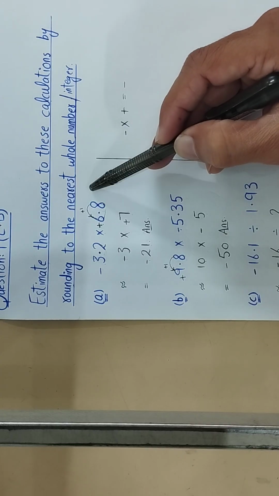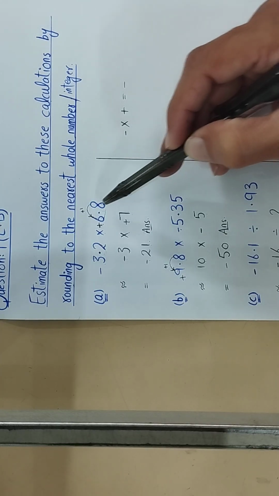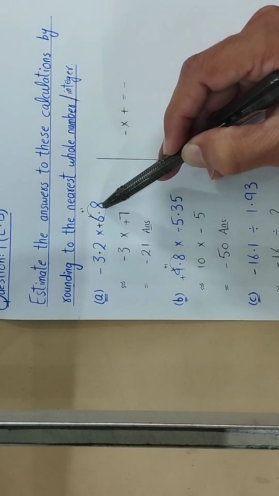Now let's round off this decimal number to change it into an integer. How to round it off? See the first digit after the decimal point. This time it is 8. So 8 is more than 5, 8 is greater than 5.